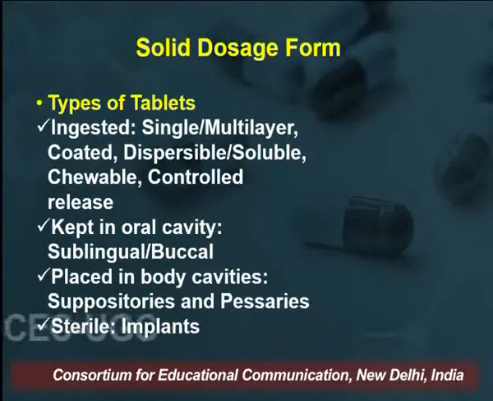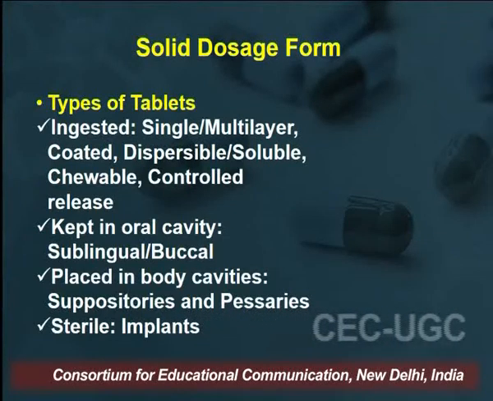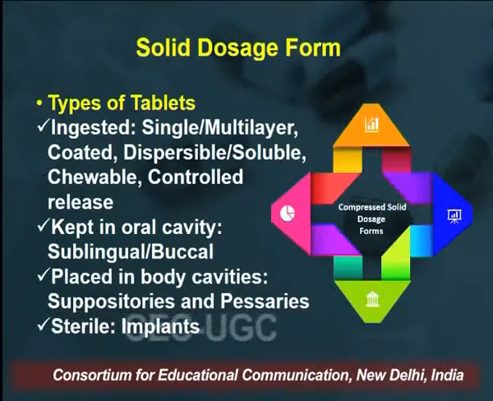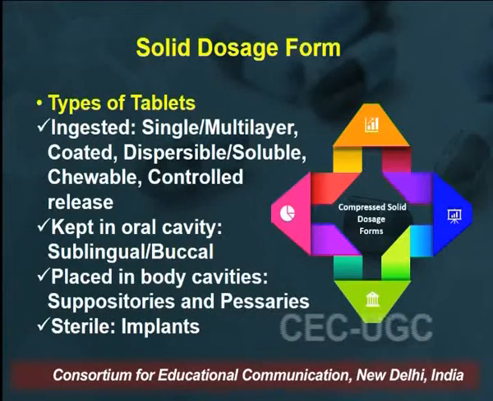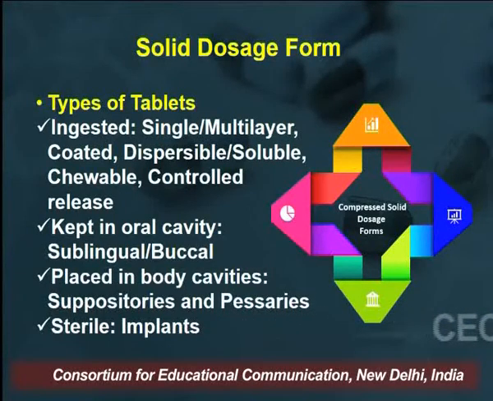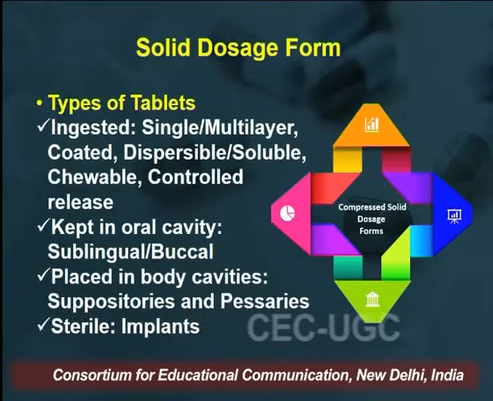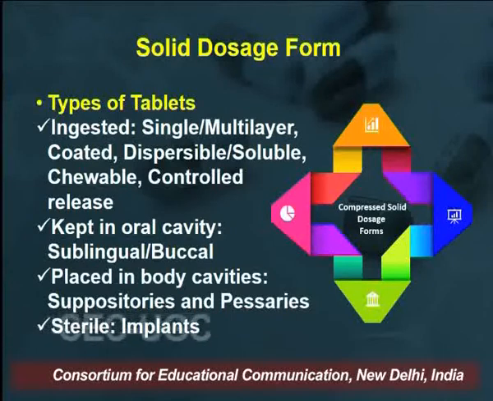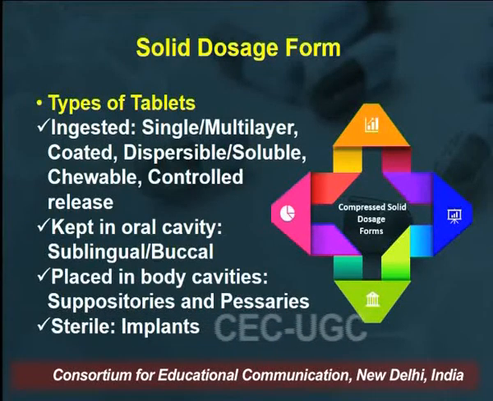The tablets are of different types. Either an ingested tablet, which can be single or multi-layered. It could be coated, dispersible, soluble, chewable or controlled release type. Generally, a tablet is kept in the oral cavity, either sublingually or buccally. A tablet can also be placed in body cavities as a suppository or pessary. Sometimes a tablet could be implanted as a sterile preparation.